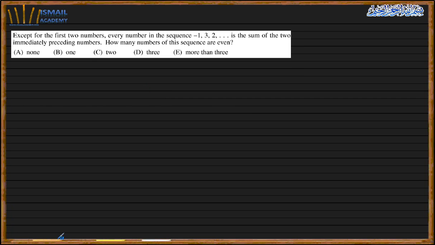Next question. Except for the first two numbers in the sequence, each number is the sum of the preceding two. How many numbers in the sequence are even? So this is straightforward. So minus 1, 3, 2. So what now do I do? Because 2 is just the sum of those preceding two numbers. The next one will be the sum of those two, which is 5.